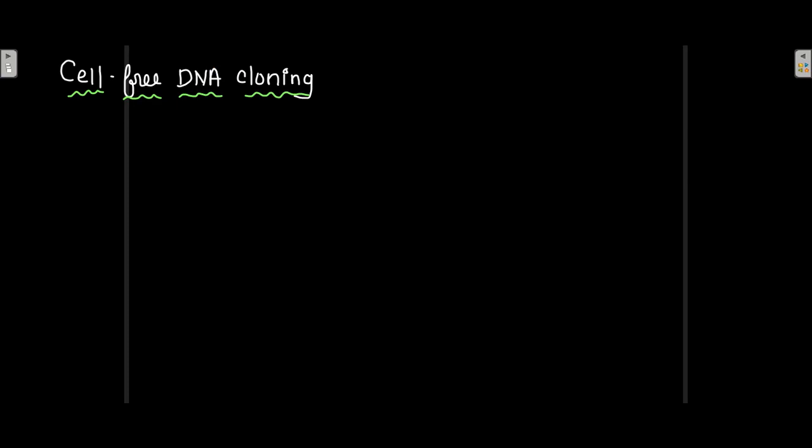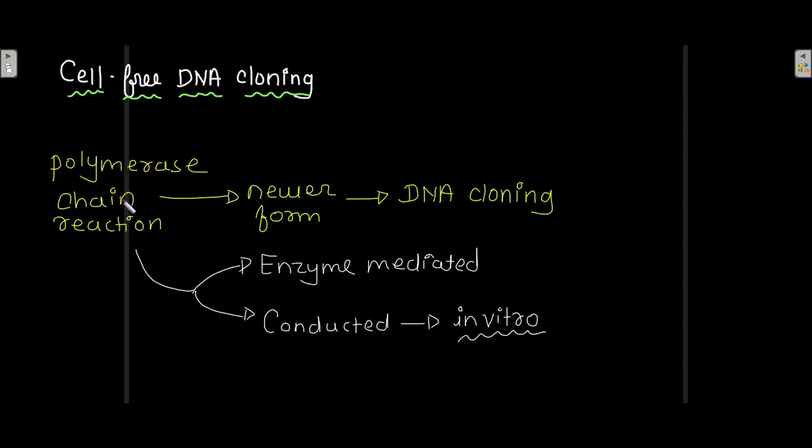Let's also discuss cell-free DNA cloning, where you don't depend on the cell. The cell is not involved in this type of DNA cloning. Polymerase chain reaction is the newer form of DNA cloning, which is independent of the cell. This polymerase chain reaction is enzyme mediated and it is conducted entirely in vitro.